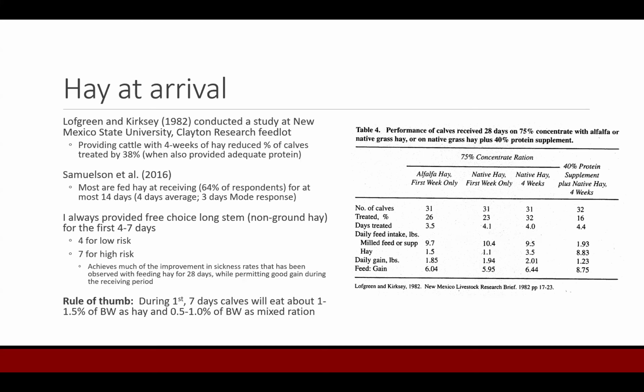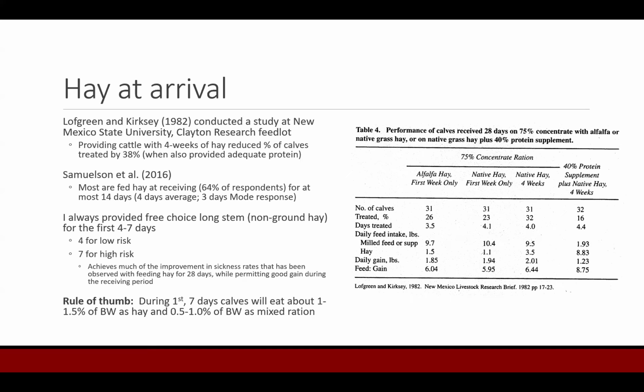Okay. So if we only provided hay for that first 28 days, we're going to have kind of poor rates of gain during that receiving period. So 4 to 7 days, 4 days for low risk, 7 days for high risk. It's kind of my opinion. And based on what I've seen in the literature, this will get you most of that benefit of feeding it for 28 days, but you can still get them up on a starter, step them up on feed quicker, and you'll have faster rates of gain over that feeding period.